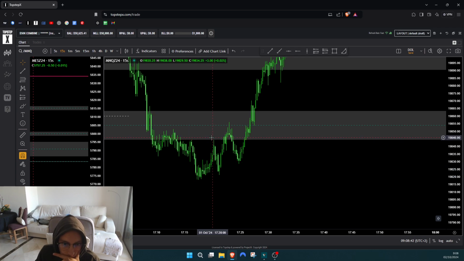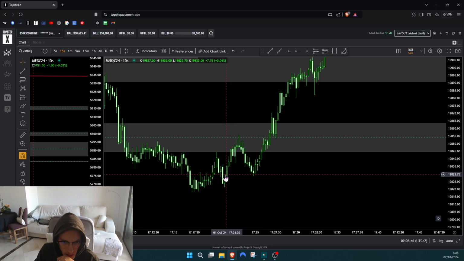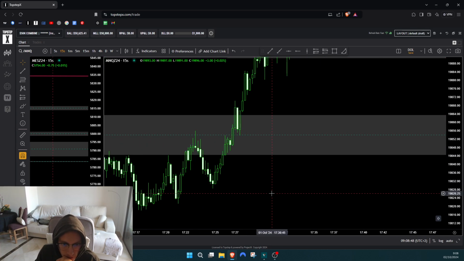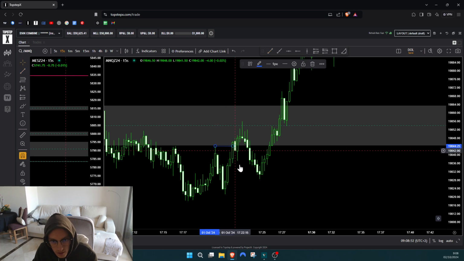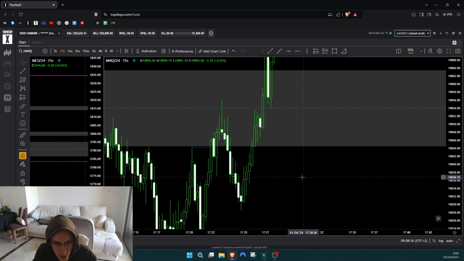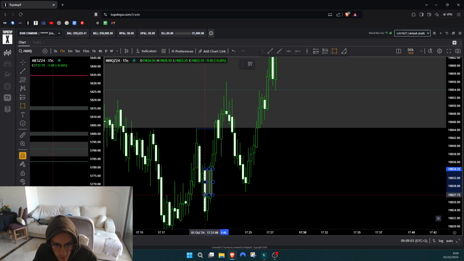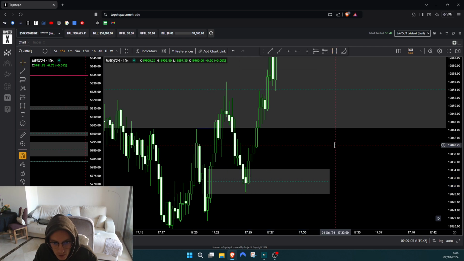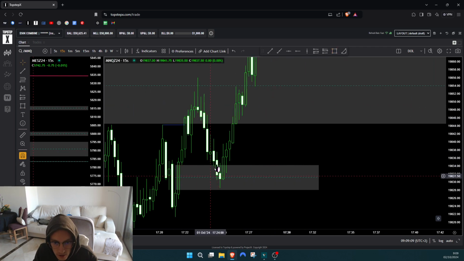Pushed up, came down, pushed up again, and then on this break here above these highs, I was looking to enter on a fair value gap, which was this one here. So I entered on this fair value gap. I just saw price coming, and I was about to leave. I was like, there's no way I cannot take this. So I entered right here.